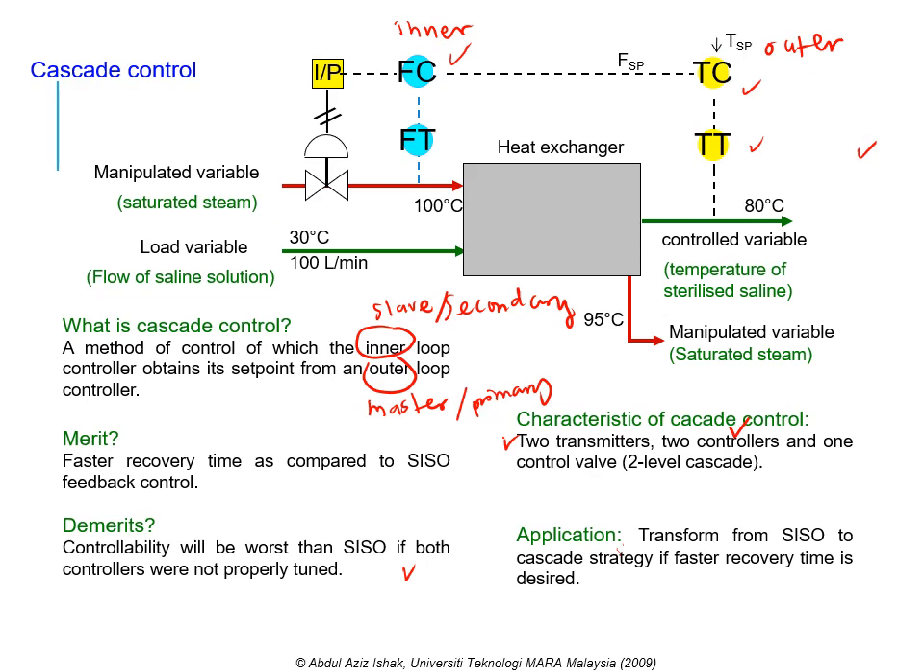Another case where the cascade controller will be useful is when we want to transform from SISO, single input single output, to a cascade strategy if faster recovery time is desired.